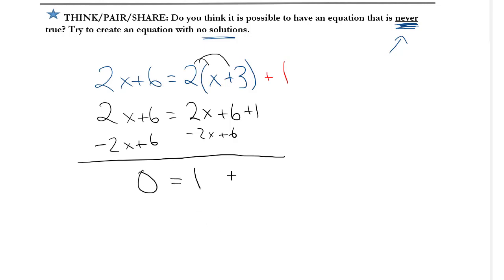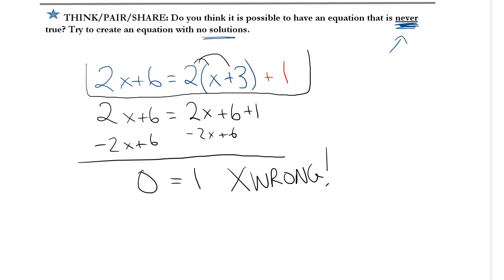And when you do some work and you end up with 0 equals 1, you are on the wrong path. This is an indication that what you started with was kind of garbage to begin with, that this starting equation really has no solutions. So that's one way to come up with an equation that has no solutions.